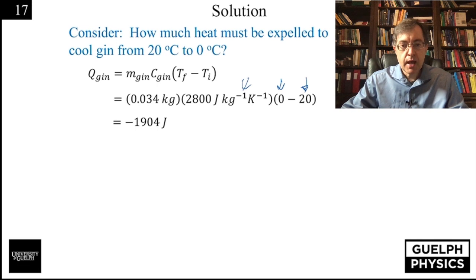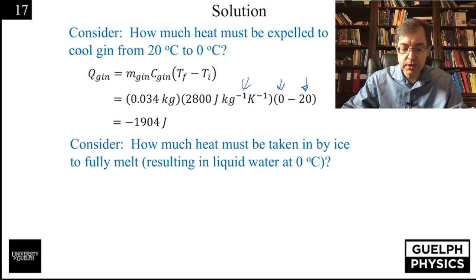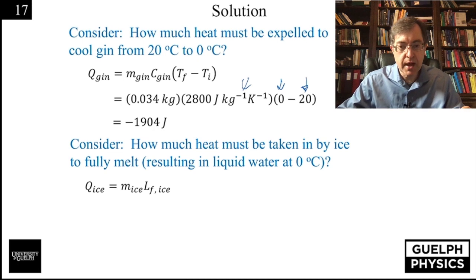Okay? And now, is this enough heat to completely melt the ice? Well, you have to then consider how much heat must be taken by the ice to melt the ice fully, resulting in liquid water. That amount of heat is given by the mass of the ice times the latent heat of fusion of the ice.